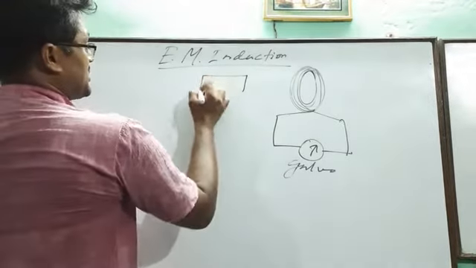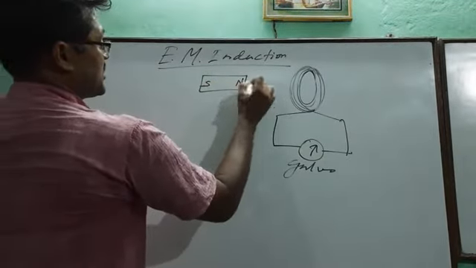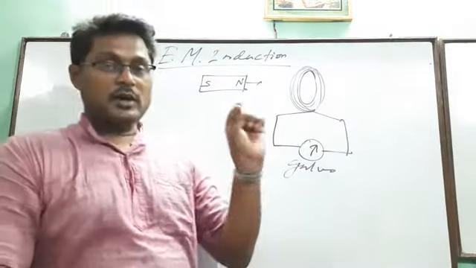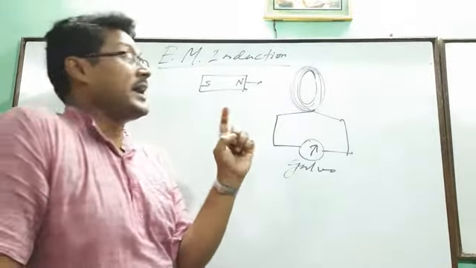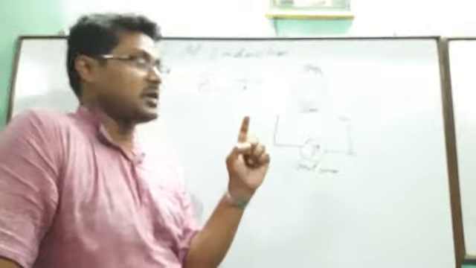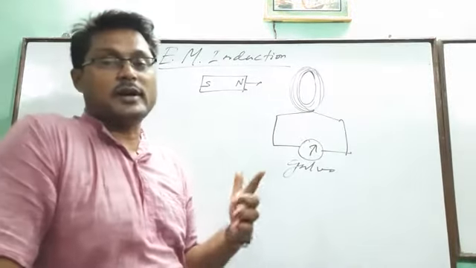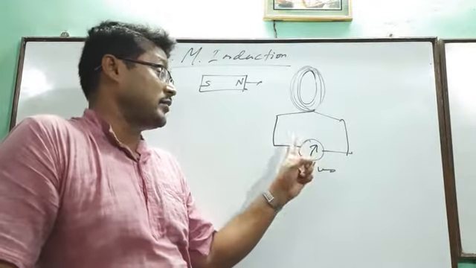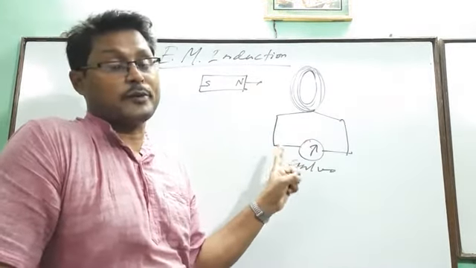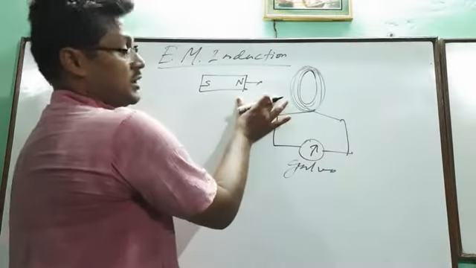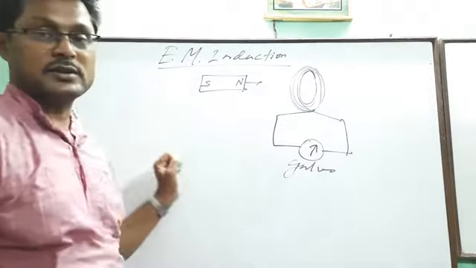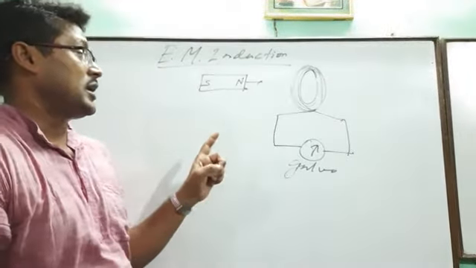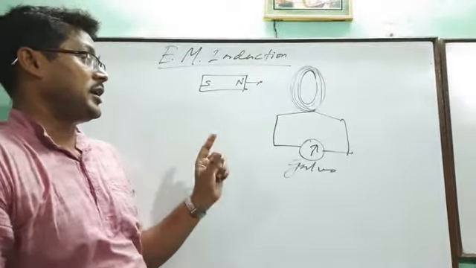Now a magnet, with N and S poles, is introduced. Whenever we establish any relative motion between the magnet and the coil, we find that the needle of the galvanometer deflects. If we move the magnet, it deflects; if we move the coil, it also deflects. So there is a very important question: why do we get deflection?